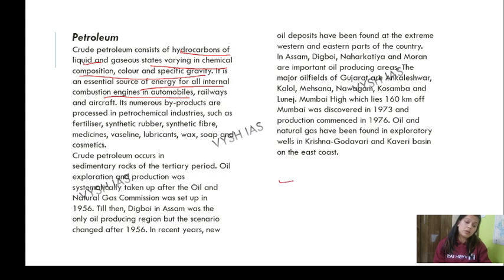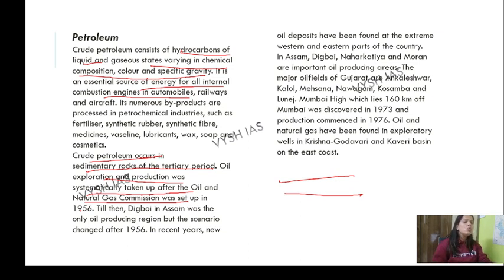Again, when we were talking about coal, we talked about its purpose, then its ages. So when we talk about ages, we know this thing, it is found in sedimentary rocks of the tertiary period. Oil exploration and production was systematically taken up after the Oil and Natural Gas Commission was set up in 1956. Till 1956, Digboy in Assam was the only oil producing region. But the scenario changed after 1956.